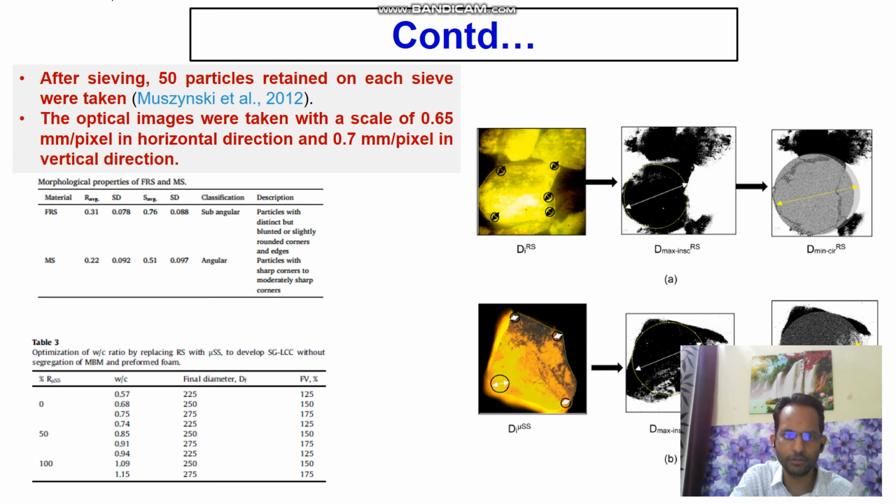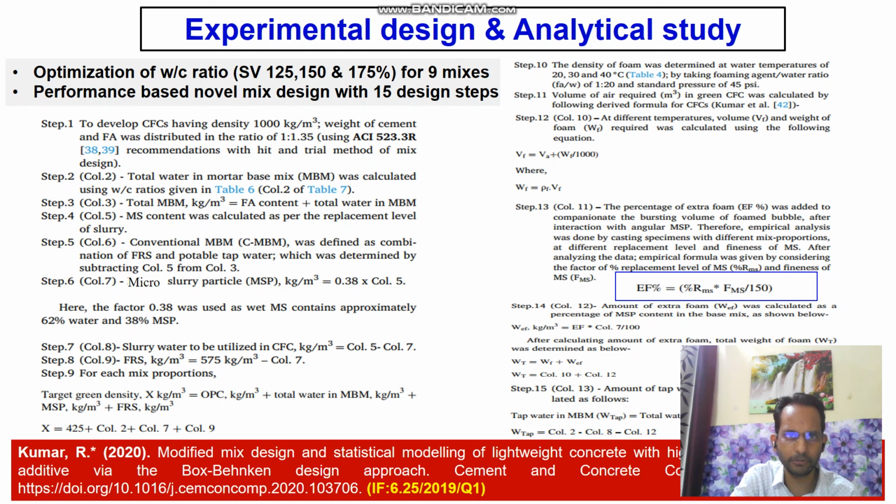Optimization of the water cement ratio was also done, keeping as target flow values of 125, 150, and 175. So 0, 50, and 100% replacement of river sand with fines river sand was done, and correspondingly to the flow value, the water cement ratio was determined. After determining the water cement ratio on the basis of the standard flow value, which we have assumed as 125, 150, and 175%, 9 mixes were optimized, and after that, a performance based novel mix design with 15 design steps.